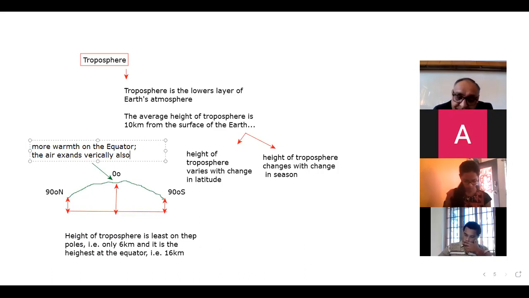And at the poles, there is low temperature, approximately 0 degree. Due to that low temperature at the poles, the air contracts. If the contraction takes place, then horizontal contraction and vertical contraction also take place. Due to that vertical contraction, the thickness decreases.